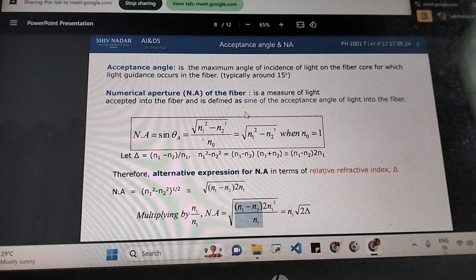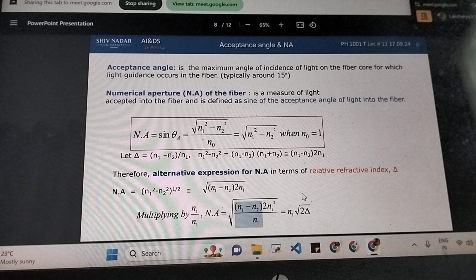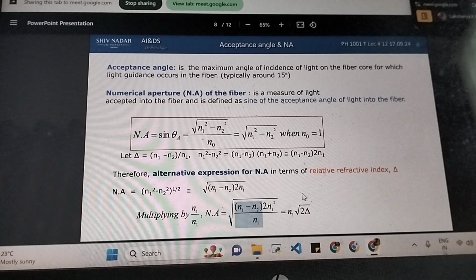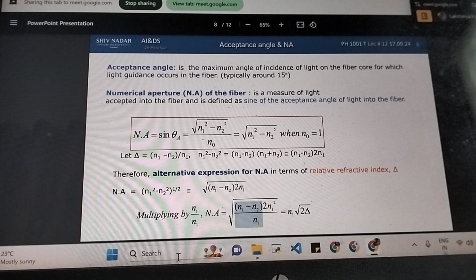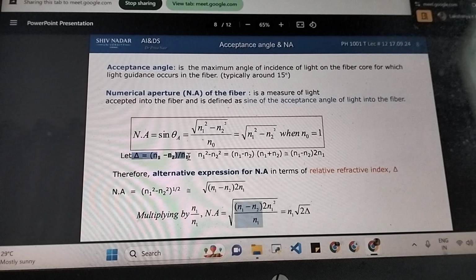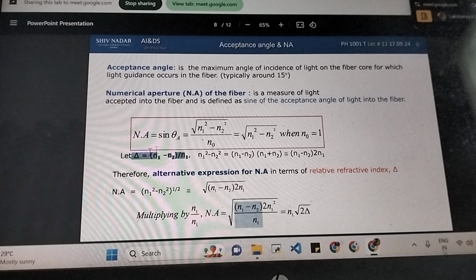Okay, so we move on to the second part of this derivation, which is in terms of delta. Sometimes in questions you will be given the value of n1 but you might not be given the value of n2. In such cases, how do you calculate theta a or sin theta a? For that, we assume this quantity delta equals n1 minus n2 upon n1.